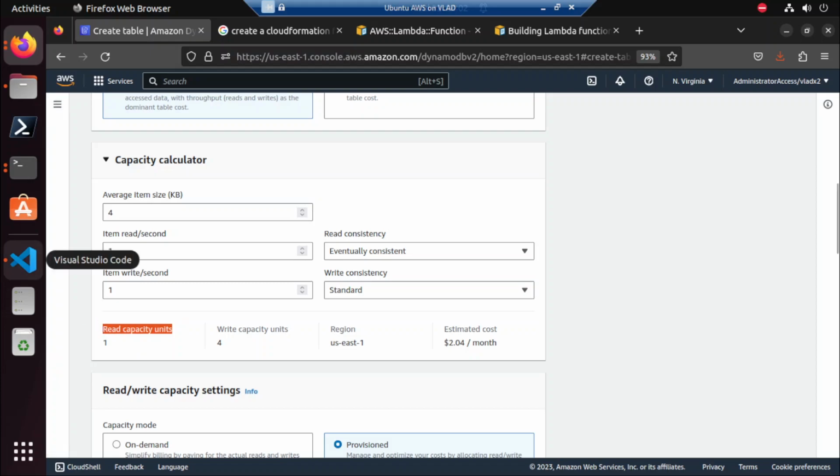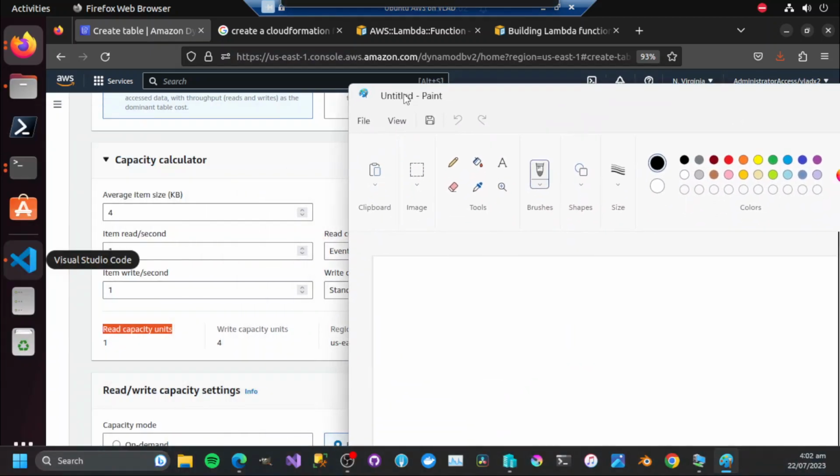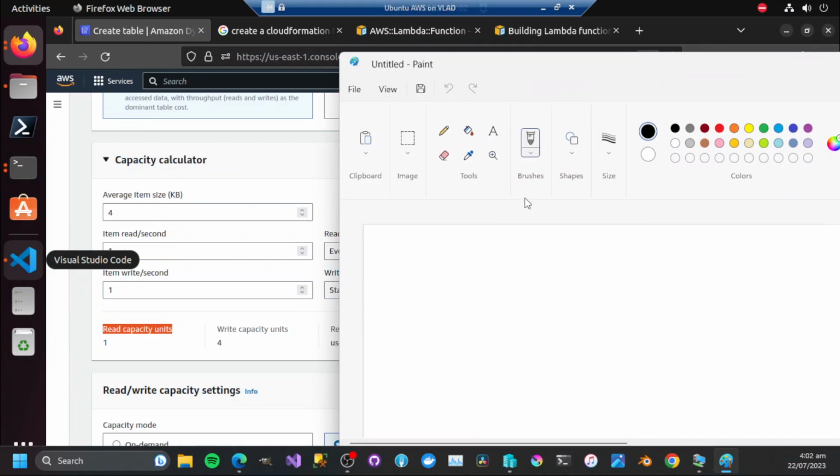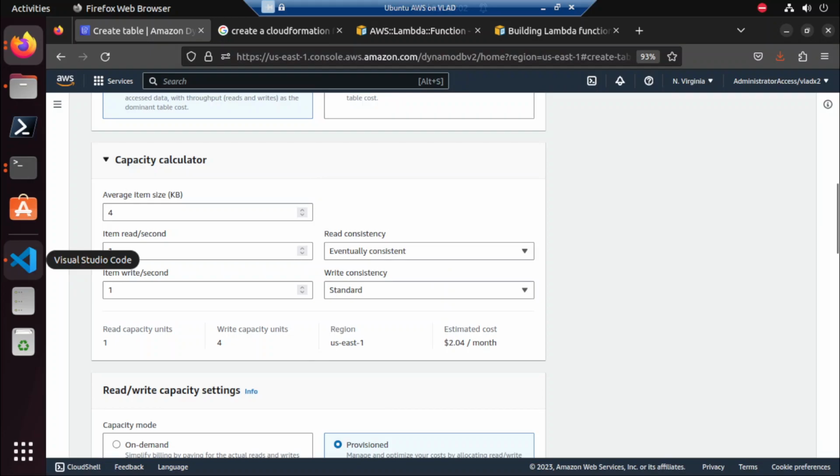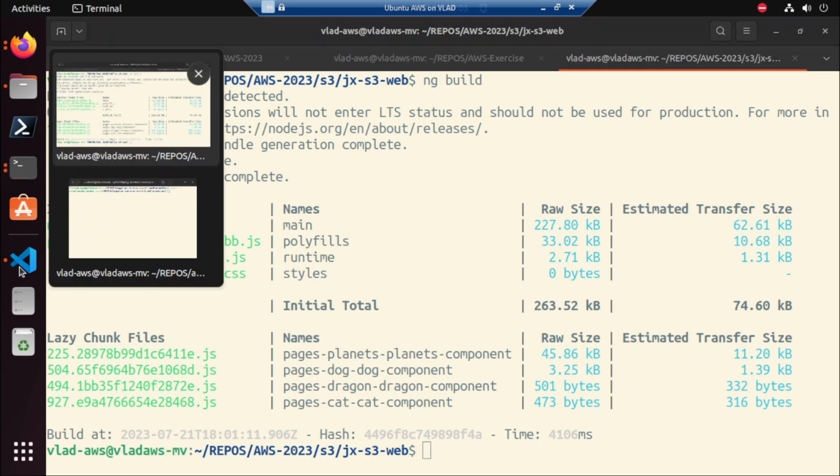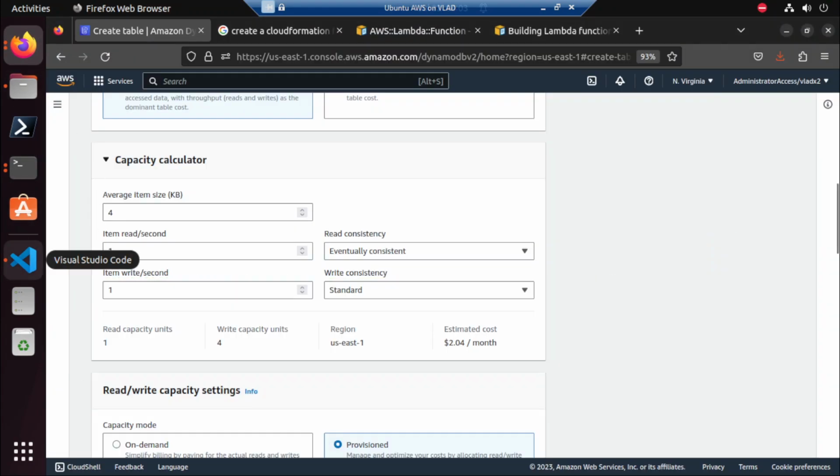Let me get a calculator for you guys. Oh no, not the calculator. Just a paint. All right. So here, this one. Okay. So what did we put here? It keeps on covering that. So no, no, no. This one.